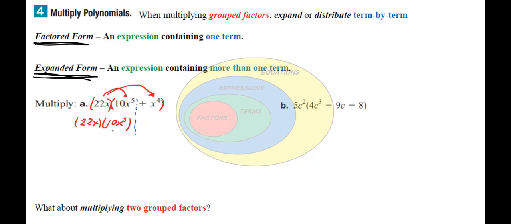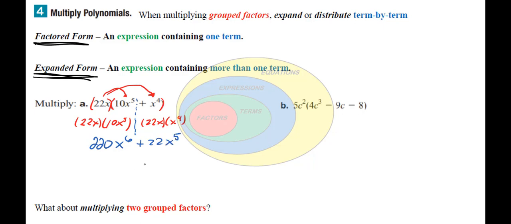That's going to produce a term. We'll multiply 22 times 10, which is 220. And then x times x to the fifth, just using our counters, would be x to the sixth power. I also need to distribute the 22x to the second term, which is x to the fourth. So that's what the distribution looks like. The term value here now would be a positive 22x to the fifth.